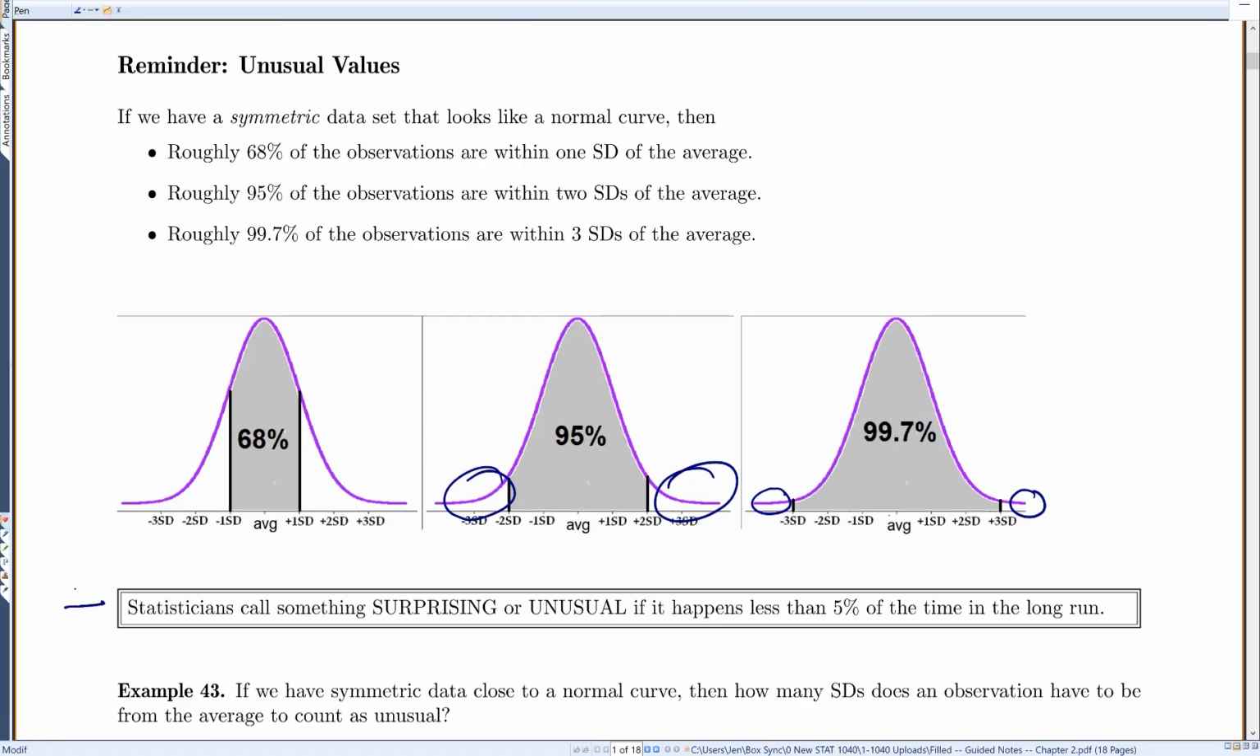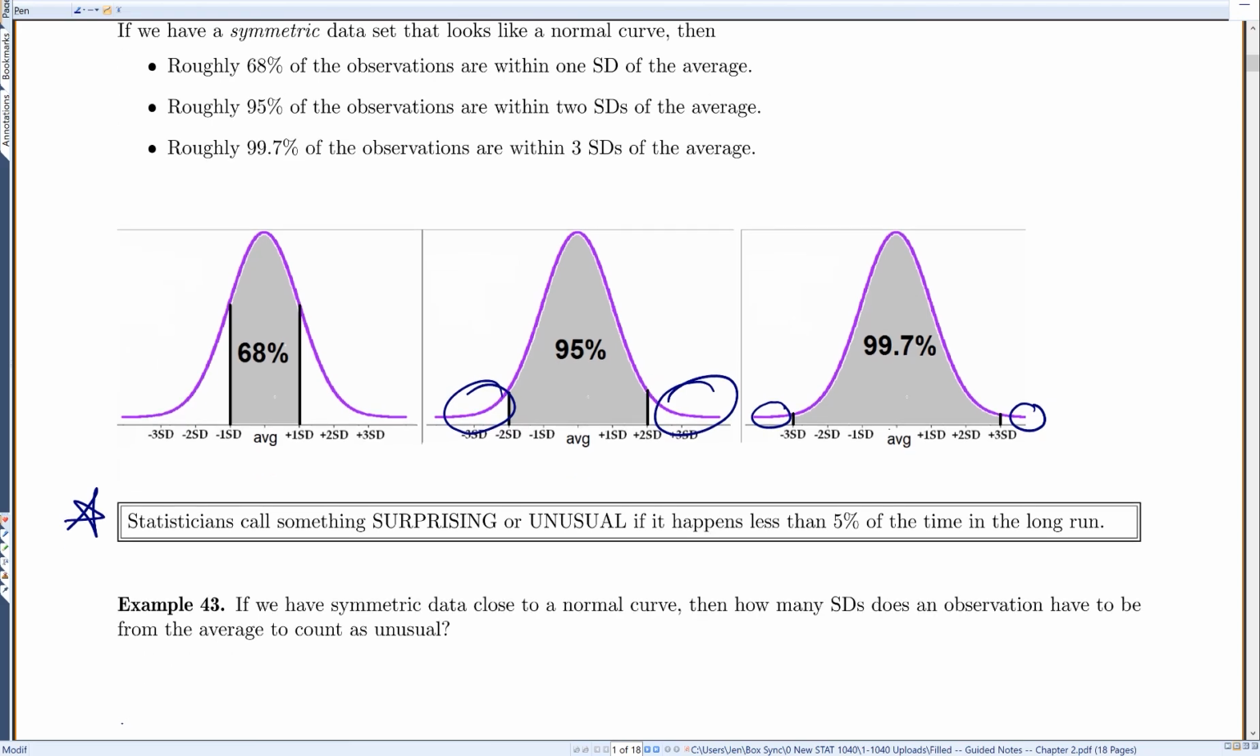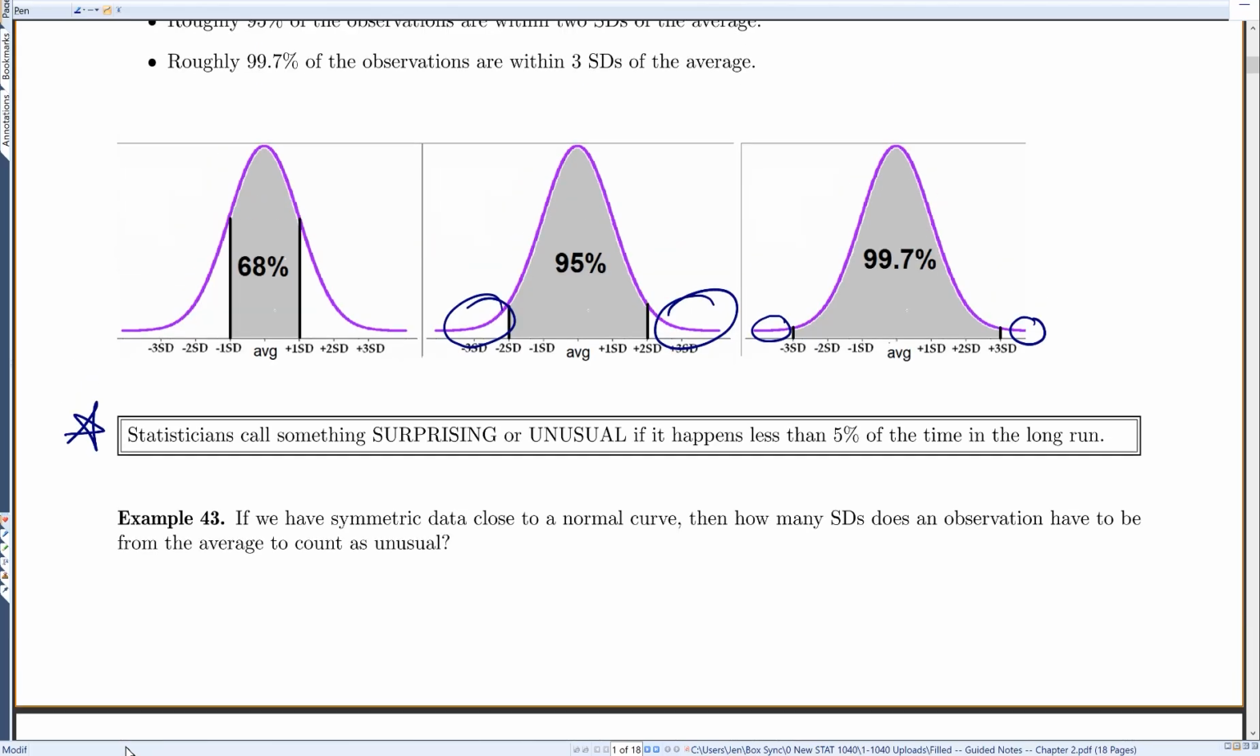Okay, so the thing that you need to remember for everything in this class is that we're going to call something surprising or unusual if it happens less than 5% of the time in the long run. So if we have symmetric data close to a normal curve, how many standard deviations do we have to be from the average to count as unusual? Well, 2 standard deviations. Because it says if it happens less than 5% of the time, so less than 5% of the time would be this 2 standard deviations away.